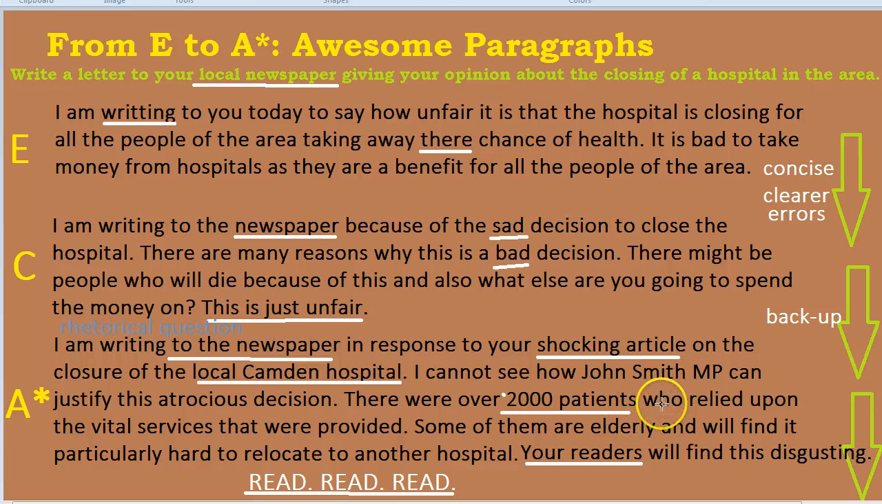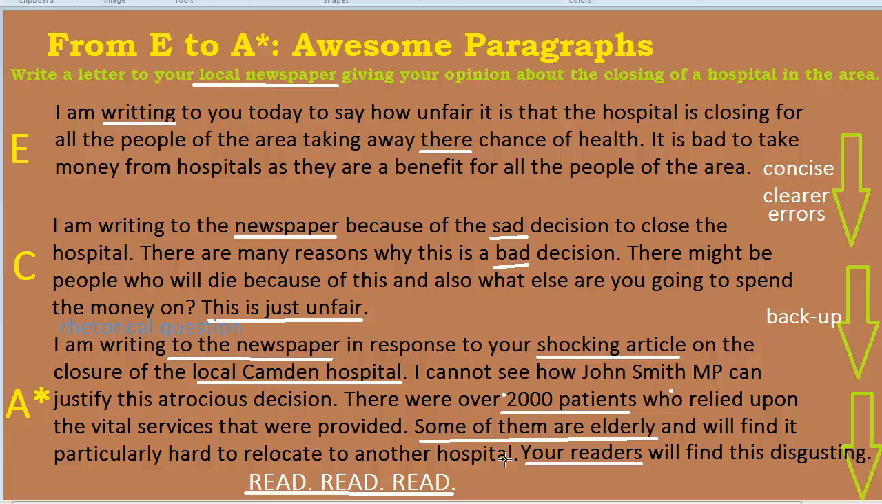The third thing is they've backed up their point. Not only have they called it an atrocious decision, they've also said why it is atrocious. Because some of the patients are elderly and will find it particularly hard to relocate to another hospital. Okay, well, I can kind of start believing the argument now. Yeah, you're right. If they close that hospital, then what are those elderly people going to do? I have something to latch onto. I can start to be convinced, rather than just saying, oh, well, this person's clearly angry.